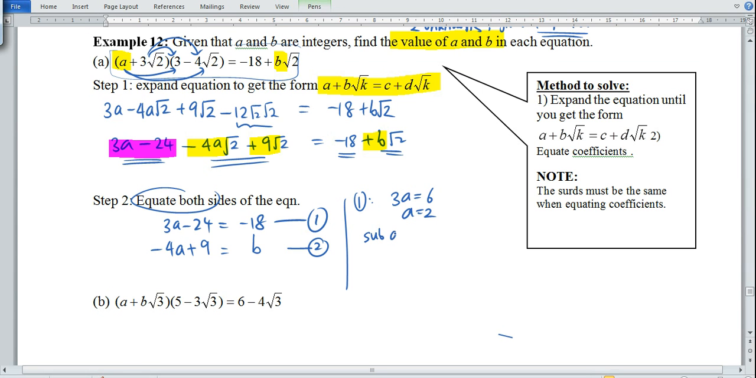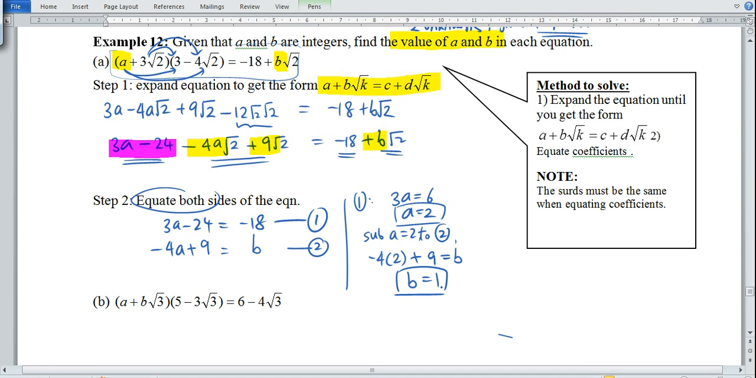Okay, substitute A equal to 2 into equation 2. So I'm going to get negative 4 times A, which is 2, plus 9 equal to B. So B is equal to 1. Okay, so here are my answers: A equal to 2 and B equal to 1.